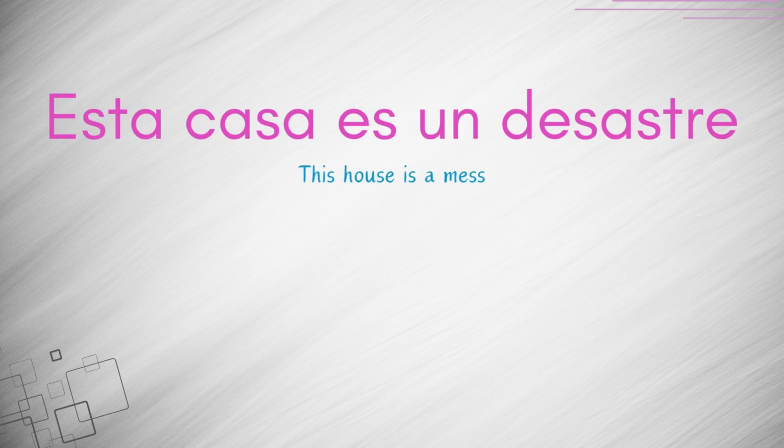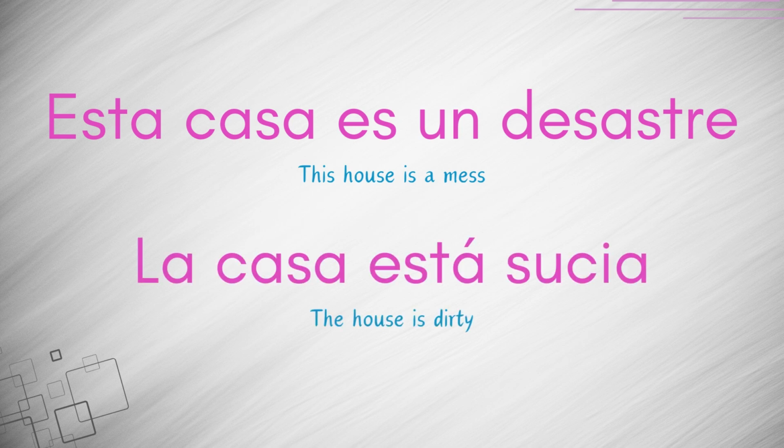Let's look at some examples that really underpin these differences. Esta casa es un desastre. This house is a mess. In this phrase, we are saying the house is always in disarray. This is its usual state. La casa está sucia. The house is dirty. We are now saying that at the moment, the house is dirty, but maybe tomorrow it will be clean.